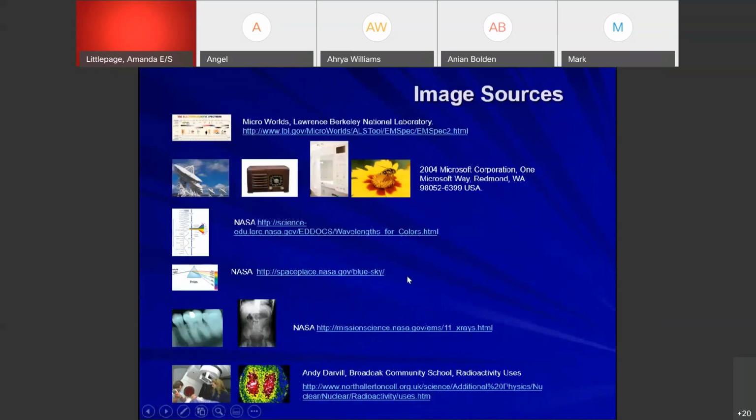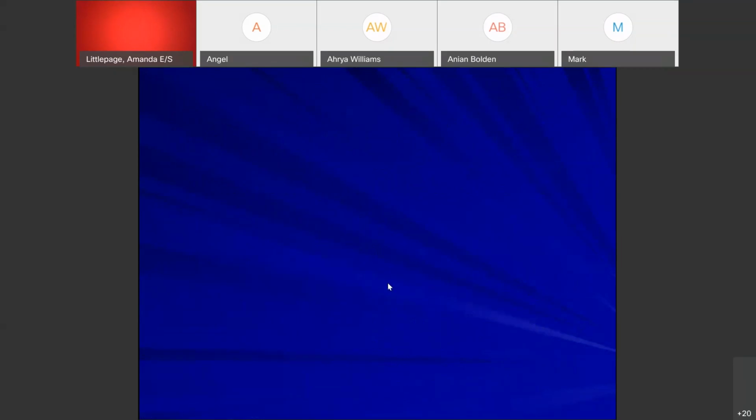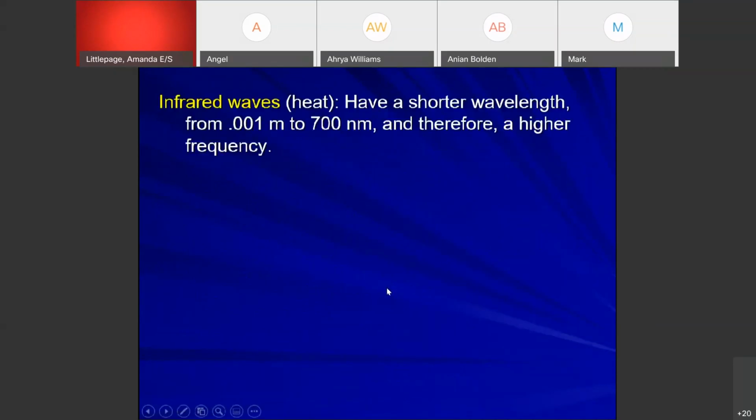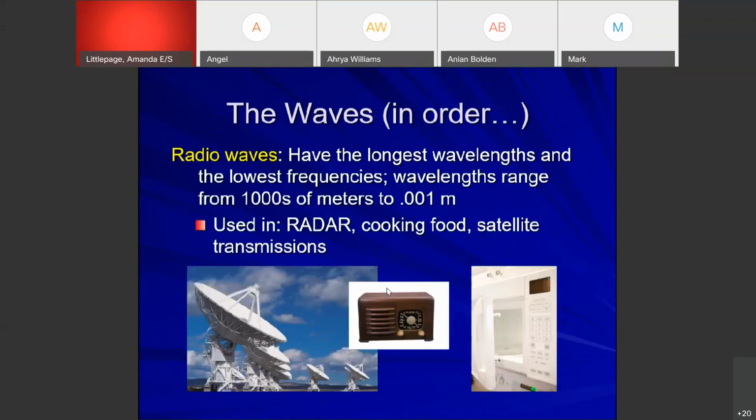All right, I do want to go back and point one thing out. In the very first slide, the one that talked about radio waves, radio waves is the largest, but there should have been some mention of microwaves as well. This is where it mentions cooking food.